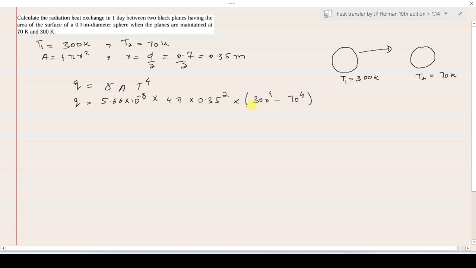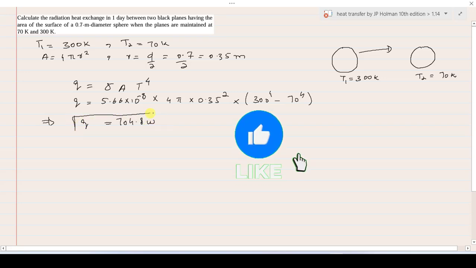70 to the power 4. So after simplification on the calculator, you will get the final heat transfer, that is 74.8 watt. That's our final answer.